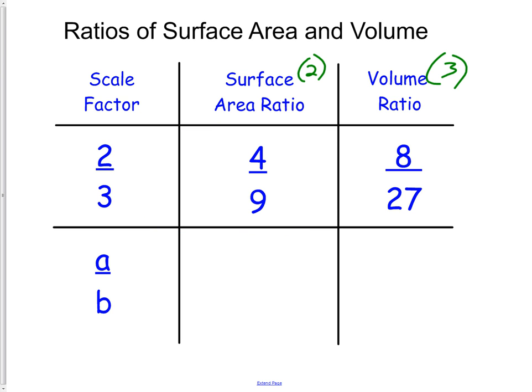If the scale factor is a to b, then the surface area would be a squared to b squared, and the volume would be a cubed to b cubed. All of that, you'll notice, is based on scale factor. So if you're given a different dimension, you're always going to want to go back to scale factor before you find a different one. If you give me surface area, I want to go back to scale factor. Then from scale factor, I can easily go to volume. If you give me volume, I'm going to go back to scale factor, and then I'm going to square that to get the surface area.